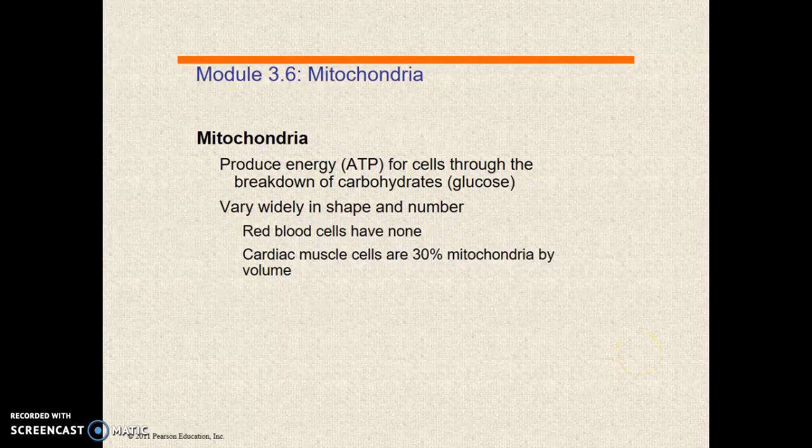It is responsible for cellular respiration or aerobic respiration. It's aerobic because it requires oxygen. It is in the mitochondria that glucose will be completely broken down to carbon dioxide and water, forming ATP. Cells have hundreds to thousands of mitochondria. Some cells have no mitochondria.